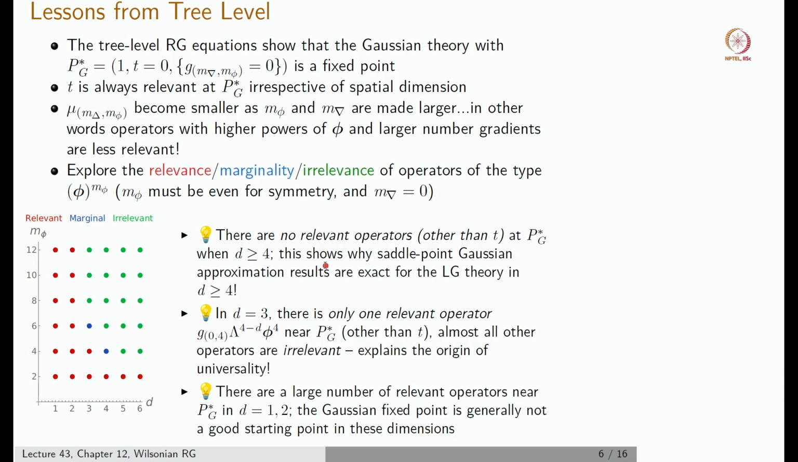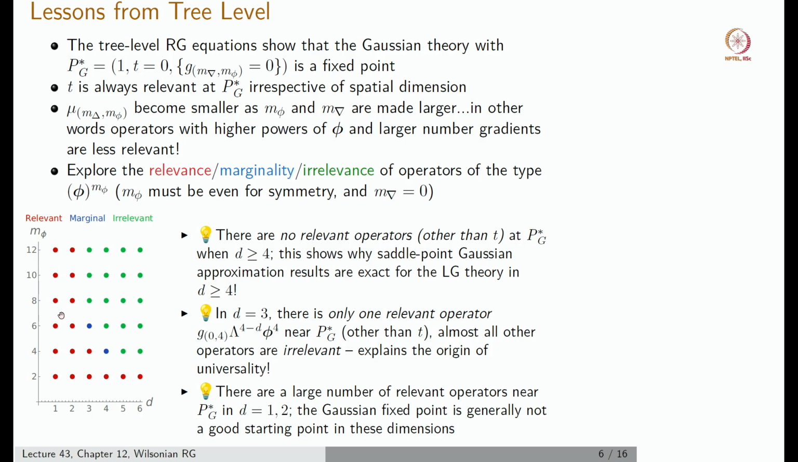Okay. Alright, so now you will see that, while all this is great in d equal to 3 and above, in d equal to 1 and 2 things are very bad, because at a Gaussian fixed point there are many relevant operators. So what this is telling you is that if you want to study critical phenomena where there is universality etc. showing up in lower dimensions, starting with a Gaussian theory is not a good idea. That's what this is telling you.